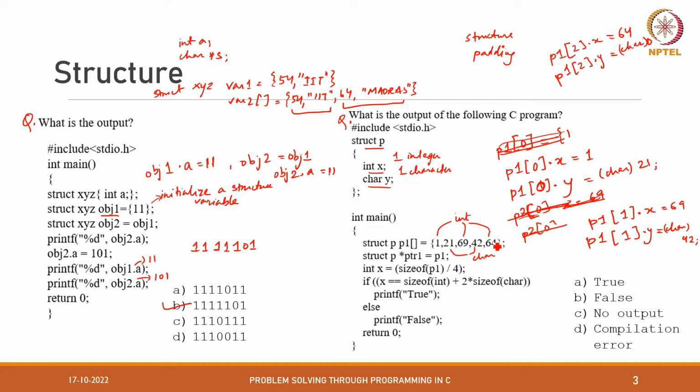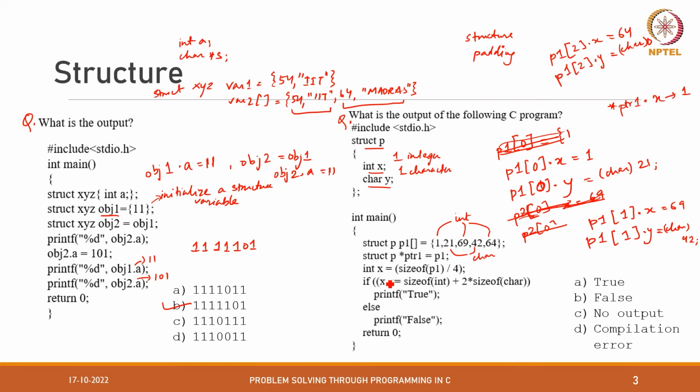All right. So when we define ptr1, which is a pointer to struct P, and we set it to P1, it points to the first element, like it happens with normal arrays as well. It points to the first structure that has been defined, that is this. So we could write star ptr1 dot x, and that would give us 1.